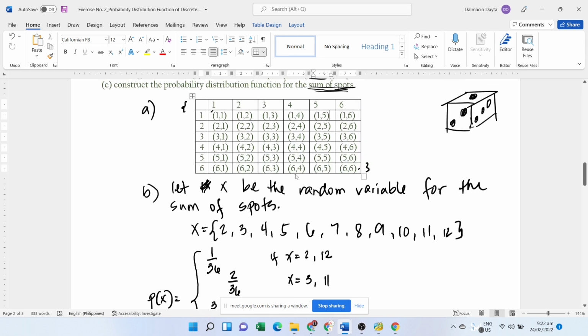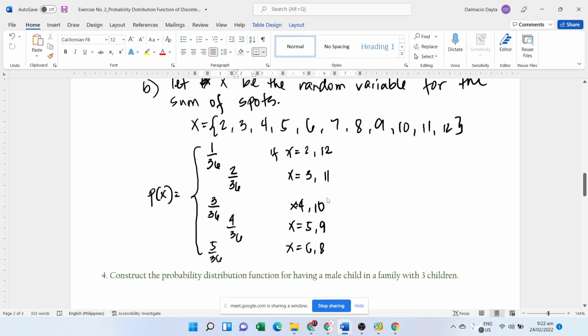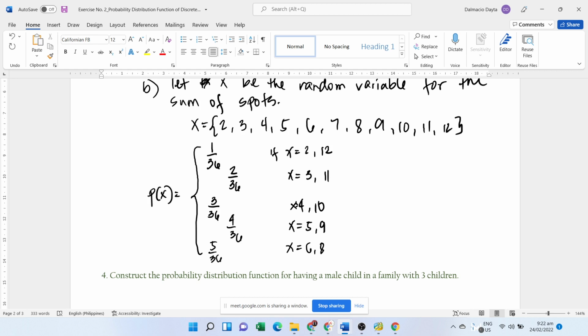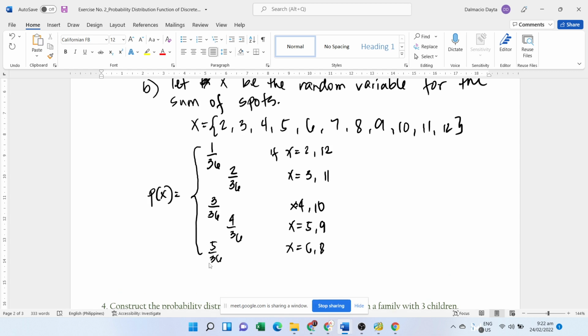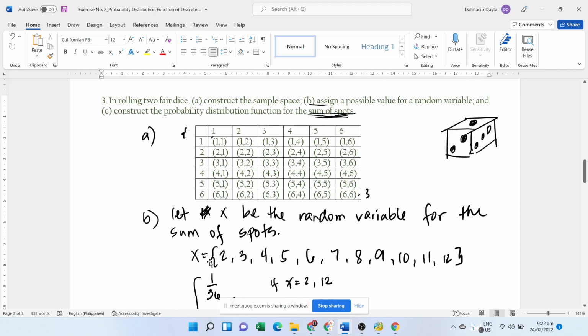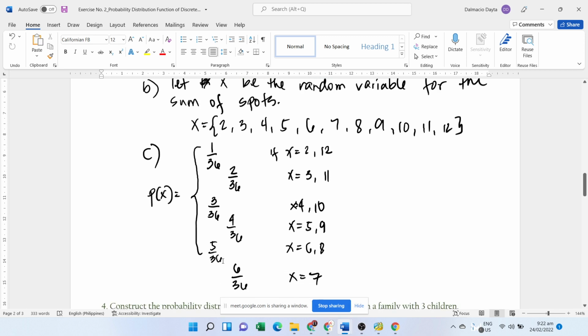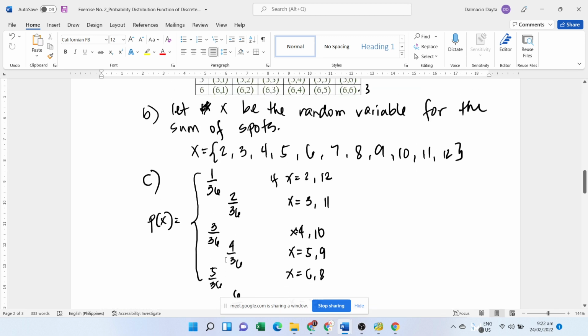And then last, kapag 7. 6 naman yon. 6, 1, 5, 2, 4, 3, 3, 4, 2, 5, 1, 6. 6 over 36. Huwag nyo na i-simplify ha. Yung mga probabilities natin dyan, 6 over 36 if x equals 7. This is the complete answer to number 3. This is the probability distribution function. Check your work, class. Give me 1 minute. Mag-CCR lang ako.